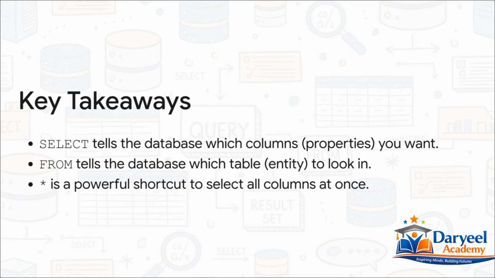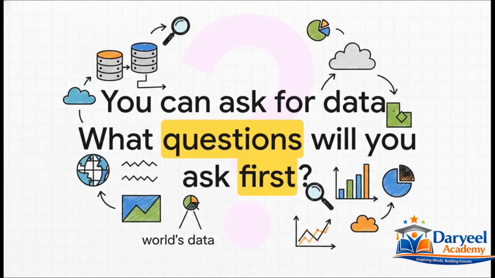So let's recap real quick. With just two keywords and a wildcard, you now know the absolute fundamentals of getting data. SELECT tells the database what columns you want, FROM tells it where to look, and the asterisk is your powerful shortcut for give me the whole shebang. You now have the basic vocabulary to have a real conversation with a database. You can ask for very specific details, or you can ask for the entire big picture. So, with this new power to ask, what questions about the world's data are you going to ask first?